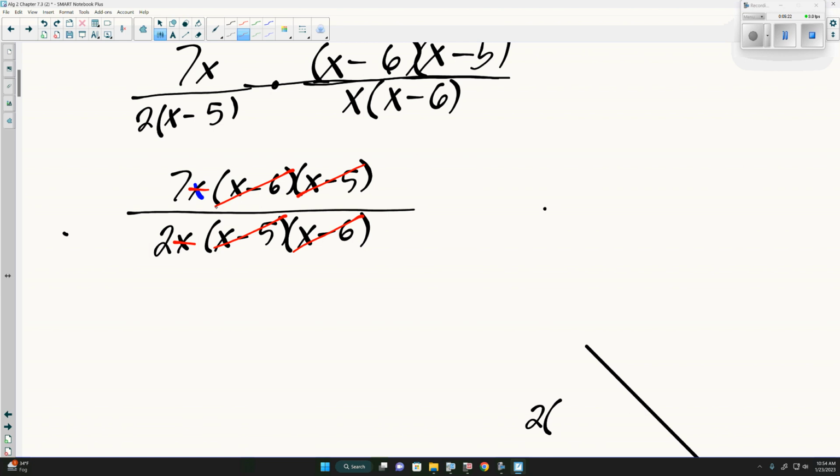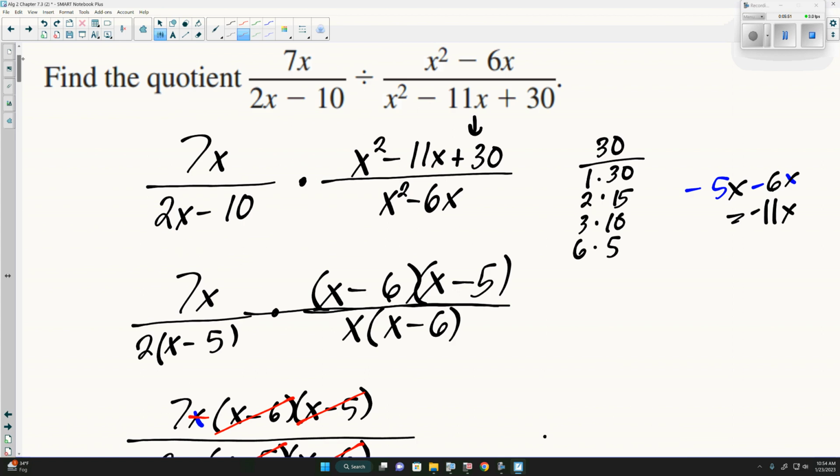So what are we left with? And that right there is the final answer, 7/2. Questions on this here? Funny enough, everything canceled out except for our two numbers. Any questions over anything we've done so far?